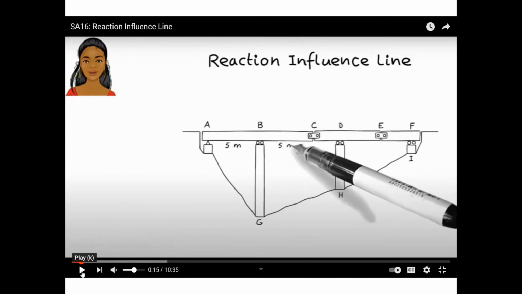Please understand the meaning of reaction at B when the car is moving from this side to the other side. What's going on with reaction at B?